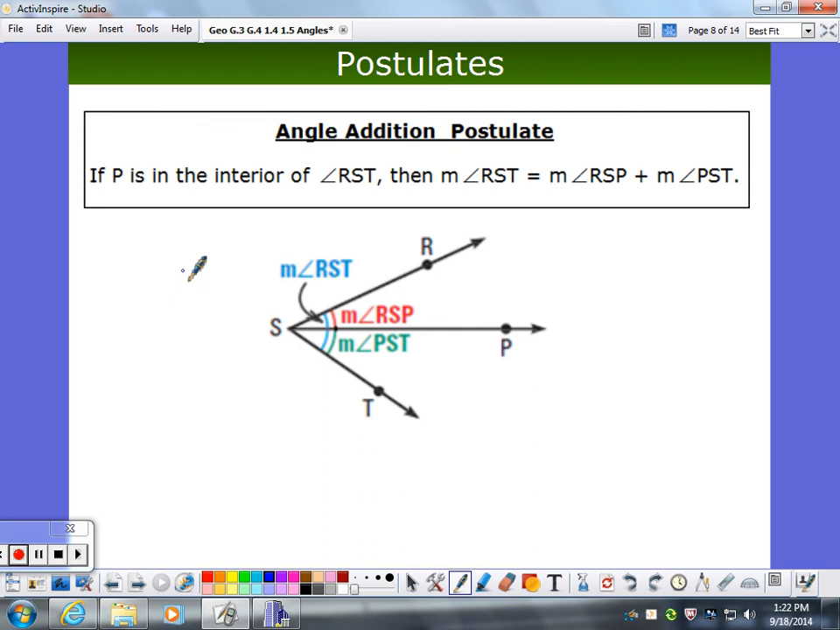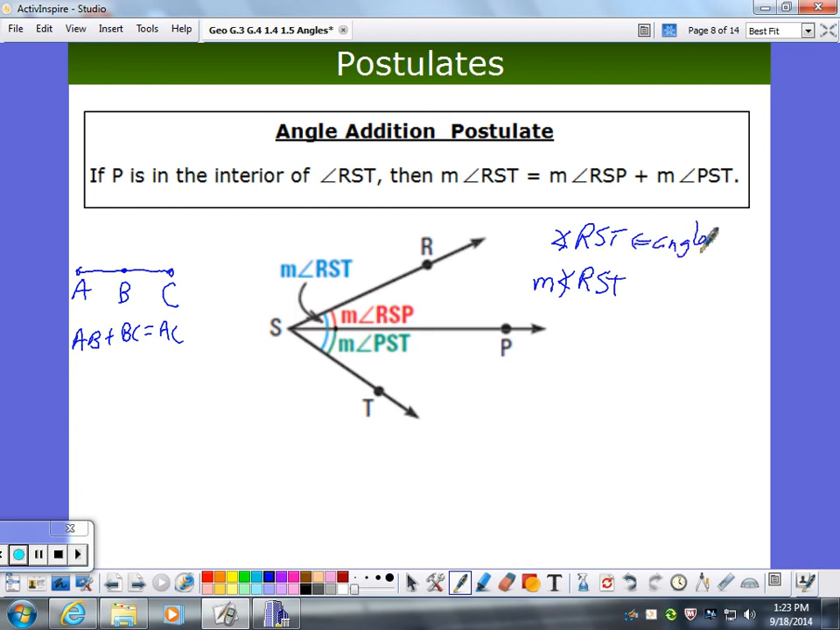Okay, so the angle addition postulate is a lot like the segment addition postulate. Remember the segment addition postulate? If you have AC and B is between them, the length of AB plus the length of BC equals the length of AC. Very similar with angles. Now let's review the notation. Angle RST is that physical angle, those two rays that intersect at a common vertex. If you want the angle measure, you put a little m and say the measure of angle RST. So this is an angle, and this is a number.